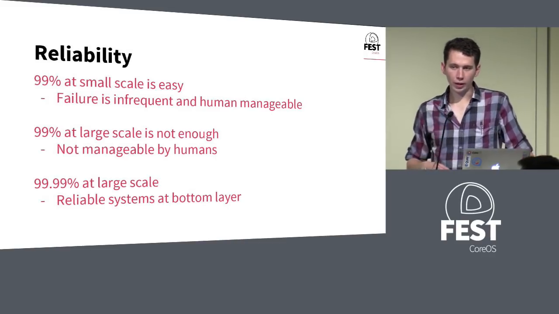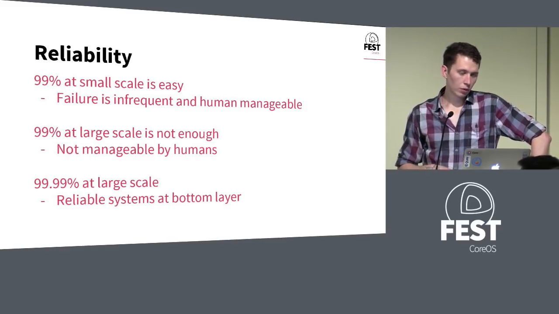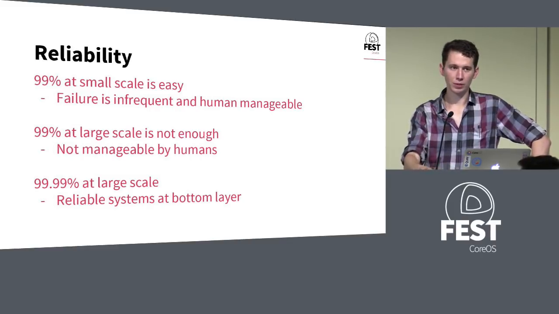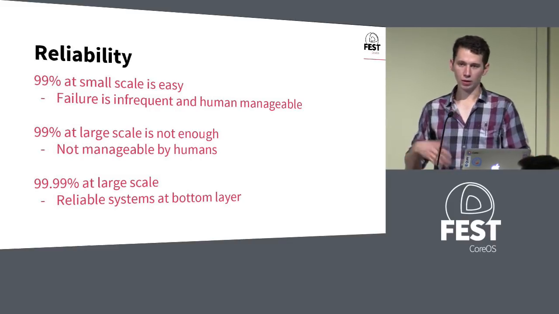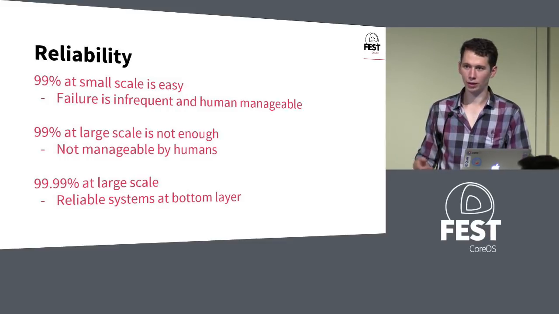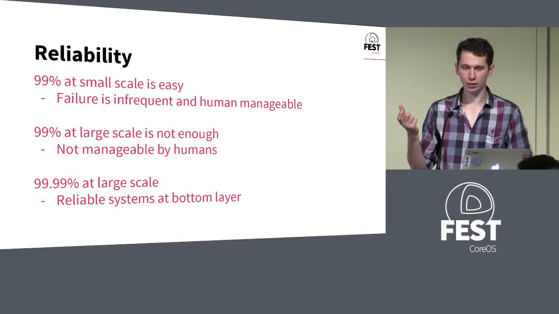And for reliability, let's just talk for a second about what's important. If you're designing a system for 99% reliability, in a small system this is quite easy. Failure is infrequent. Human beings can come in and fix up the 1%. Once you get into large systems with thousands or tens of thousands of machines, it's not okay for a system like etcd, that's such a critical piece, to be 99% reliable.